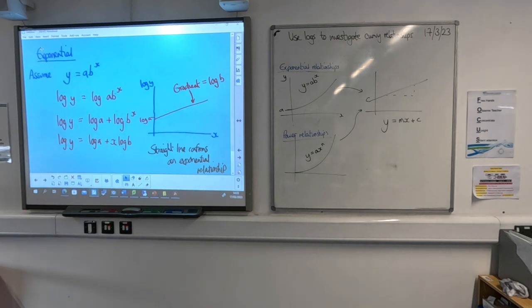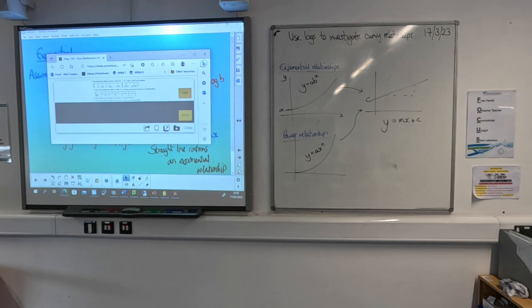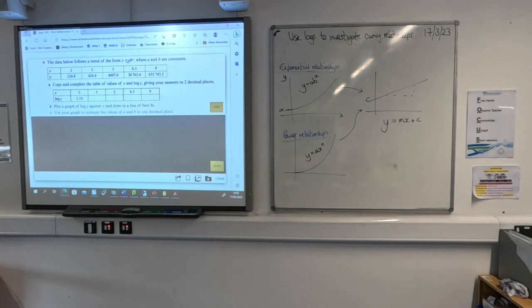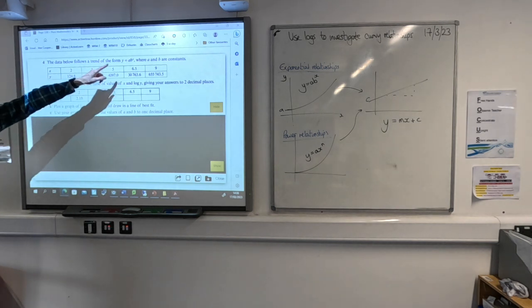So, let's have a look at an example question. Question 3. So this is on page 331. So we've got some data that we think is exponential.